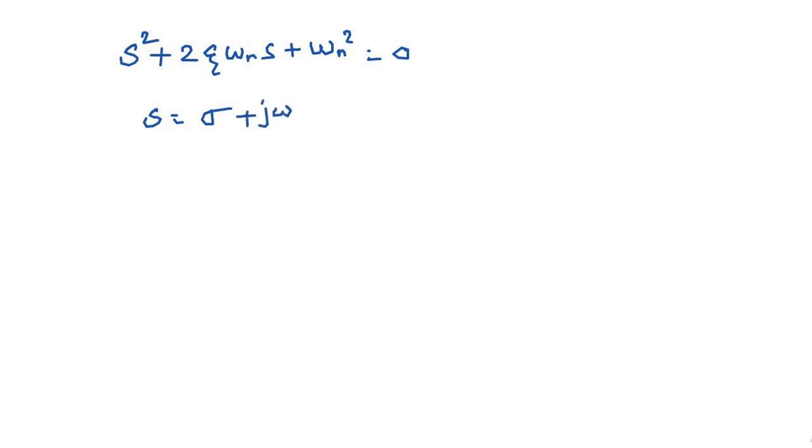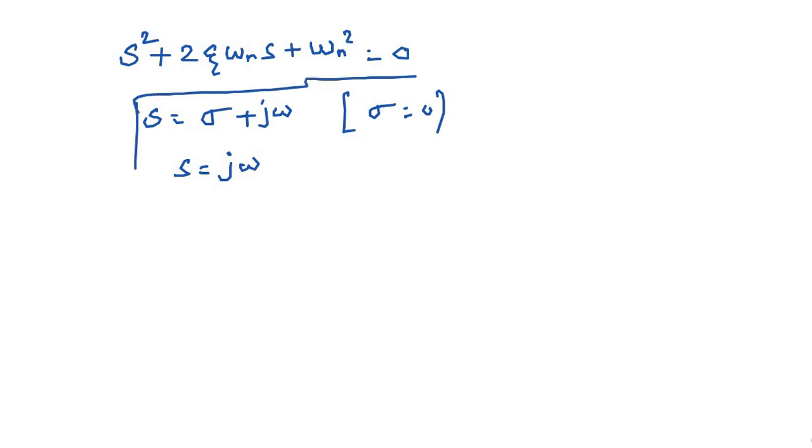So from the characteristic equation, we can get so many informations. Basically, the characteristic equation is a polynomial in S. So that is S square plus 2 zeta omega n s plus omega n square is equal to 0. Where S is a complex variable. In general, S is sigma plus j omega. But for the system, I will take sigma equal to 0, so S is equal to j omega.